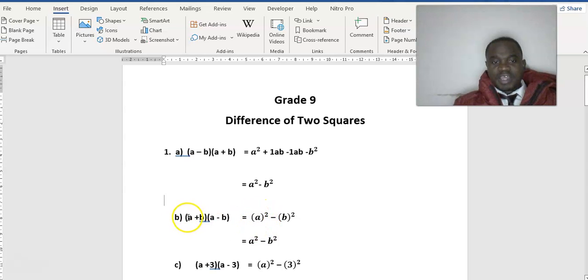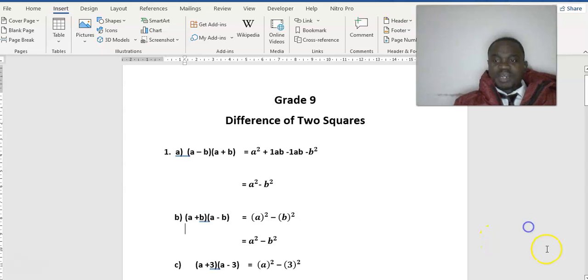So if I have (a plus b)(a minus b), all that you need to write is one of the a, so a squared minus b squared. A squared is what? A squared. B squared is what? B squared. Let me repeat. If I have (a plus b)(a minus b), what is it going to be? Into bracket a squared minus bracket b squared. So it's going to give us a squared minus b squared.